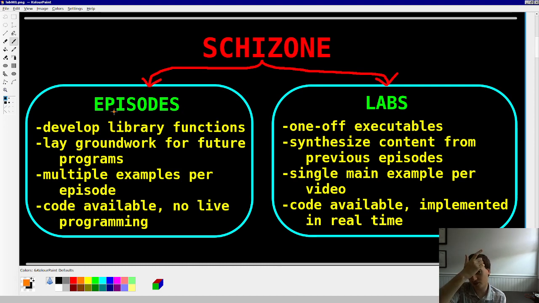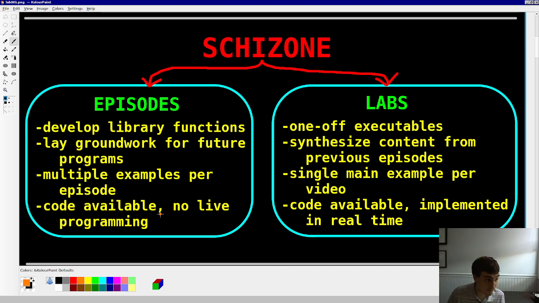So up until now in this series, we've done exclusively episodes. Episodes are basically just us developing these library functions and these ELF headers and stuff to lay the groundwork for future software that we're gonna write. And I have huge plans for this series. And we have multiple different examples per episode looking at the same type of concept from different angles and doing different things. And it's been very enjoyable for me to make these different examples. And all the code has been available. It's all on the SoyHub repository, but there's been no live programming.